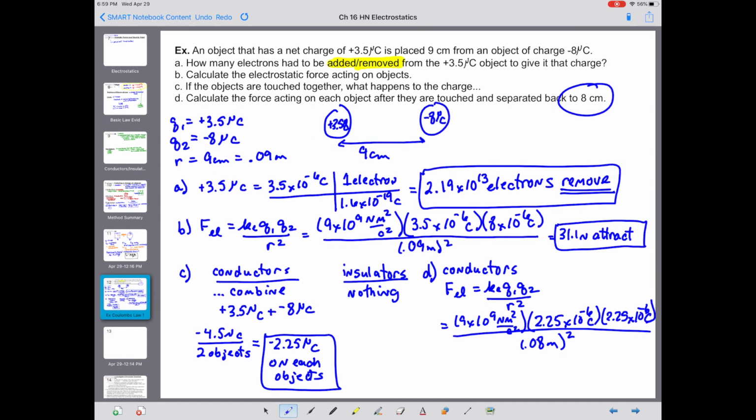The biggest mistake people make in using this equation is forgetting the squared in the denominator. Don't forget the squared. So then when we plug those numbers in, we get 7.12 newtons. Both objects are negative. Those are like signs. Like-signed objects repel each other. So your force is 7.12 newtons repulsive force. Ponder physics.